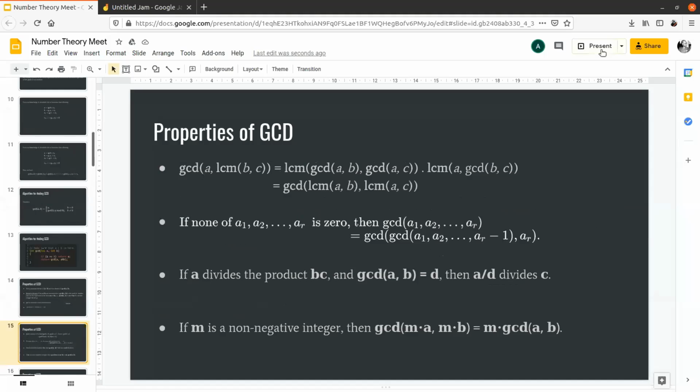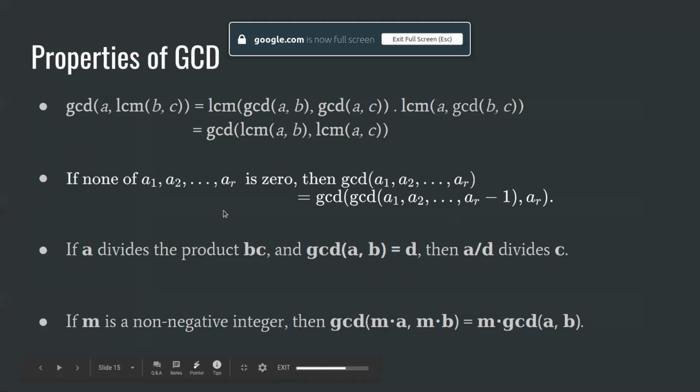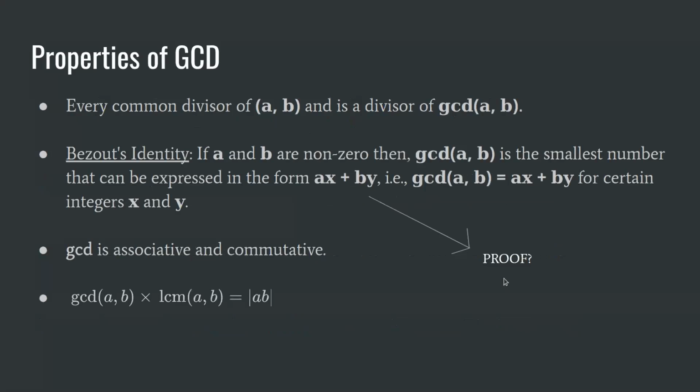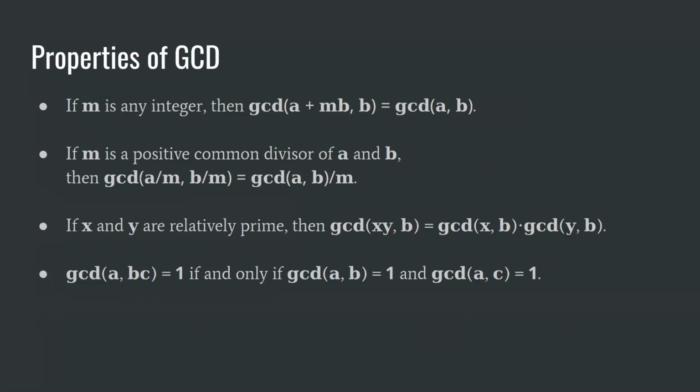And what else do we have? We have another cool identity, which is GCD of A comma LCM of these two things; you get the LCM of the entire thing. And the associativity thing that I mentioned can actually be expanded into this form. So you can have R numbers and you can take the same thing. It makes sense. And if A divides the product BC, and GCD of A comma B is D, then A by D divides C. These are certain basic properties which you can look back at. We will share the slides and you can read all of these and try to prove most of them. Should be fairly easy.